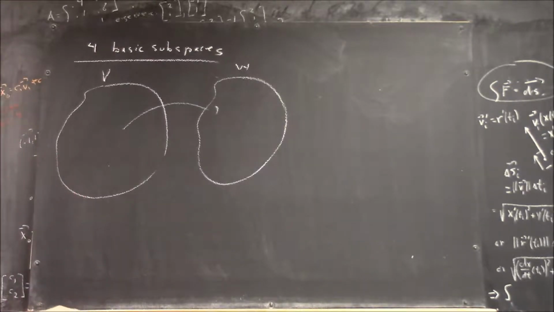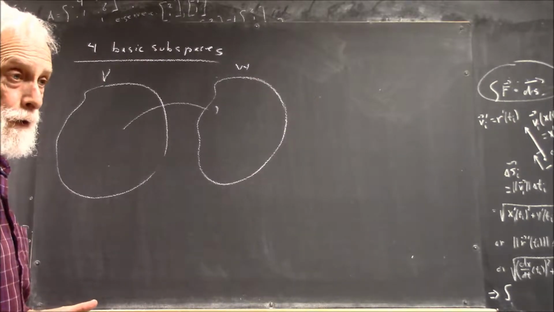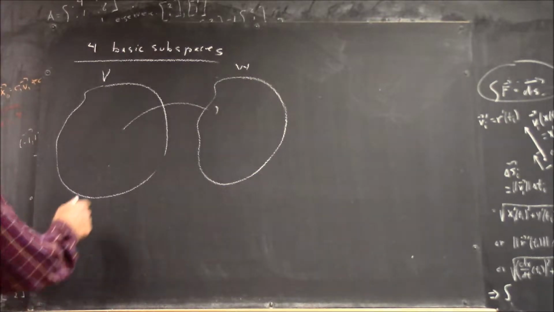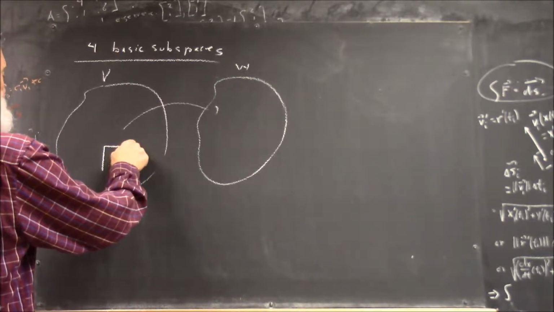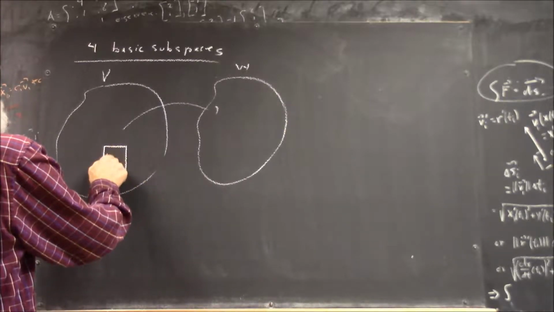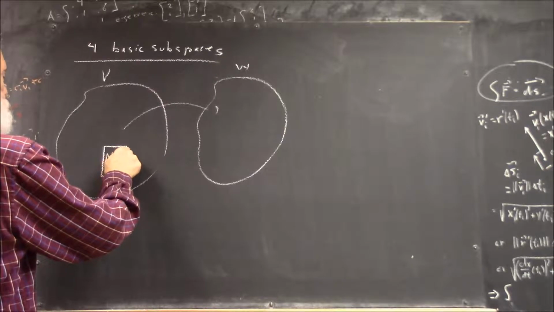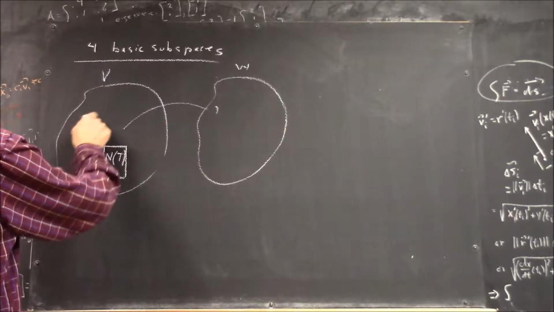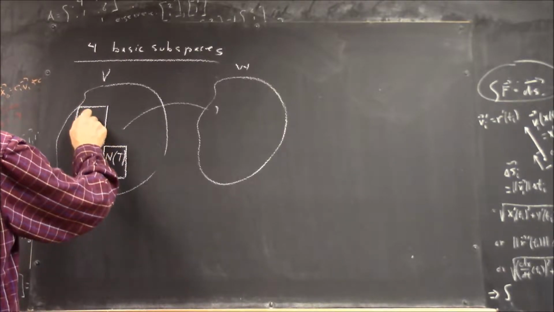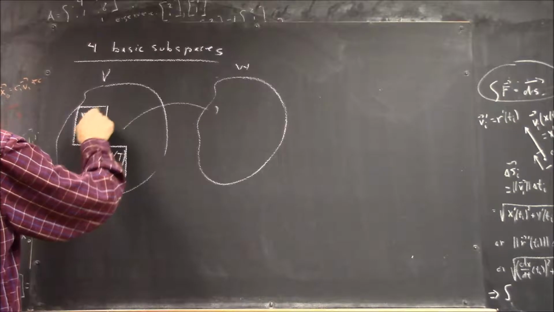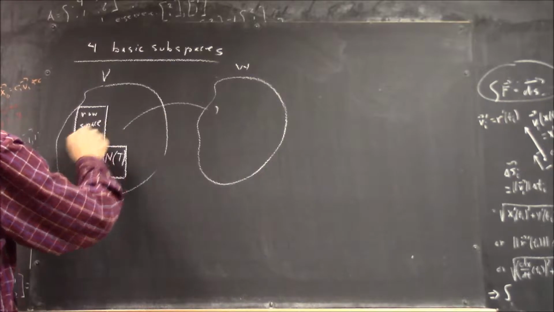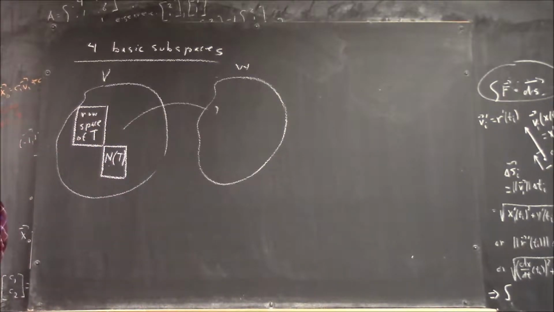Okay, the two subspaces that you're pretty familiar with are the null space and the range space, the row space. So you've got the null space of your transformation, and you have the row space of the transformation. Okay?